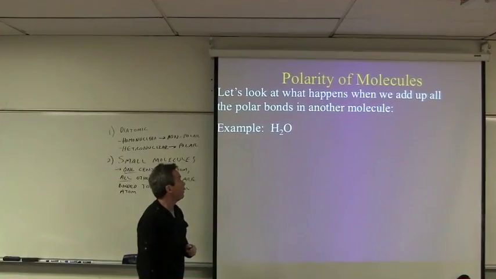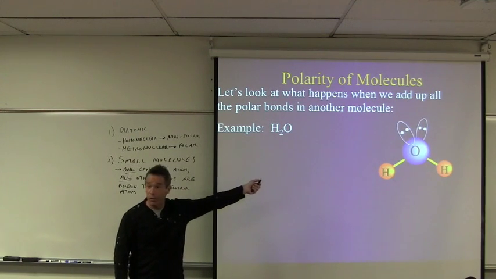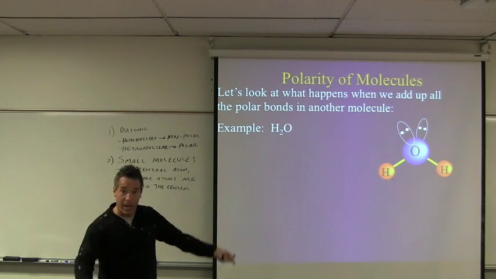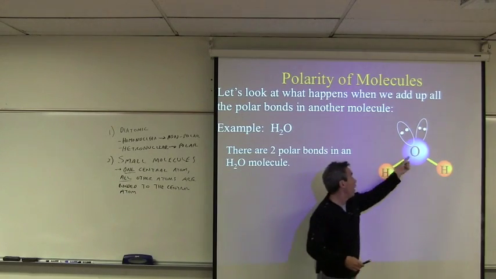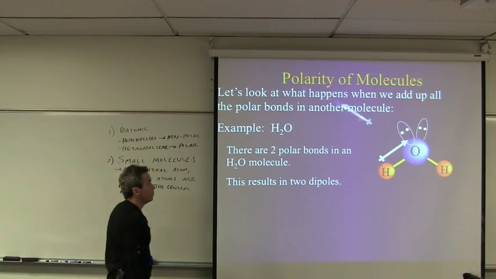Let's look at water as an example. So there's our water. Remember the water molecule, right? It has 4 electron groups, right? 2 lone pairs and 2 bonded atoms. So you have these 110-degree bond angles. 2 polar bonds. That's a polar bond. Hydrogen, oxygen are different. Hydrogen, oxygen are different. Results in 2 dipoles.